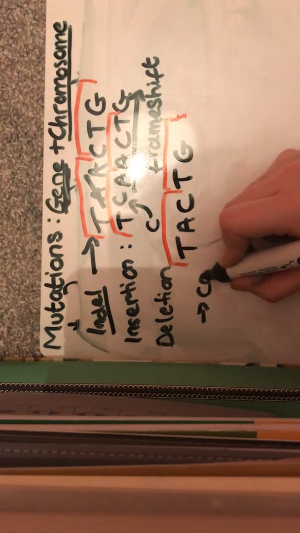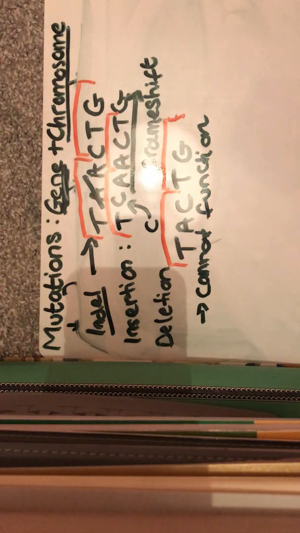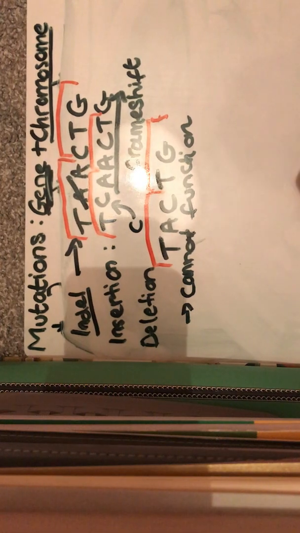Okay, so that is our gene mutations. If we can have a look then at chromosomal mutations, there are a few different types of these. I'll make sure we've got room. Gonna start with duplication.